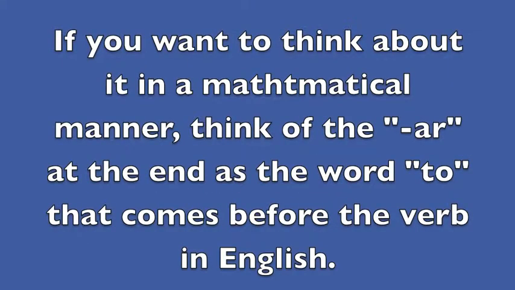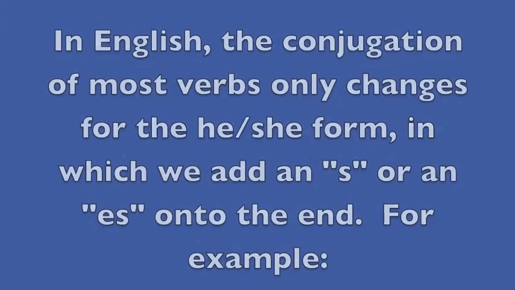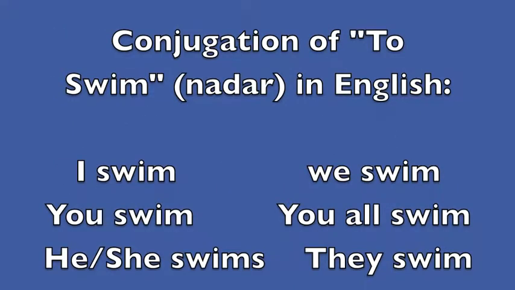If you want to think about it mathematically, think of the AR at the end of the verb as the word to in English. So the first part is the root, the part that means the verb, and the second part is the word to. Now in English, the conjugation of most verbs only changes for the he, she form in which we add an s, or an es onto the end. For example, the verb nadar, which means to swim. In English, you would say, I swim, you swim, he swims, she swims, we swim, you all swim, or they swim. Again, notice the s that's added on to the he and she form.